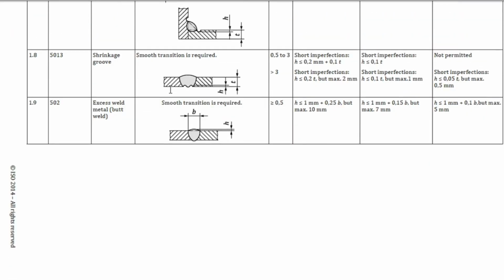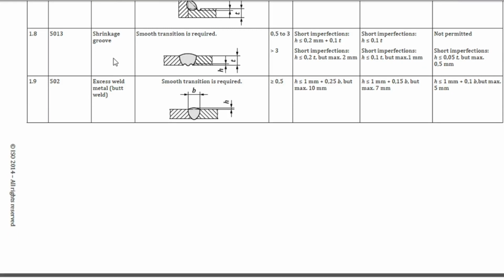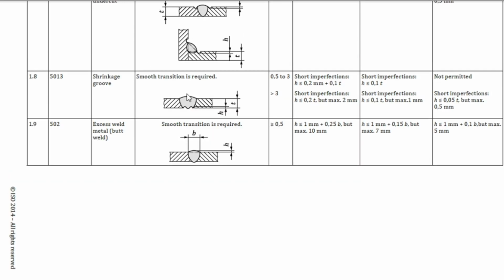Another welding defect is the shrinkage group. These defects come from the root side after welding. When the weld becomes cold, a shrinkage forms in the root side. So this is the shrinkage group. For the shrinkage group, what is the acceptable criteria? The requirement is that a smooth transition is required. We need to do the smooth transition. So how much height is allowed?